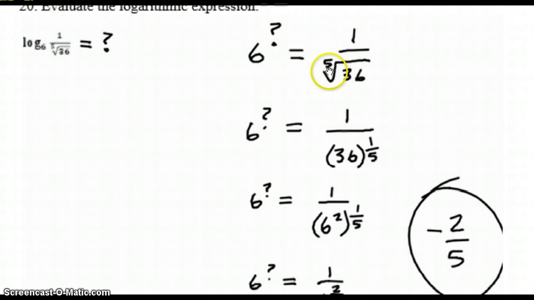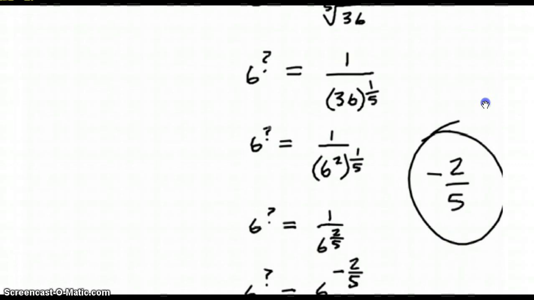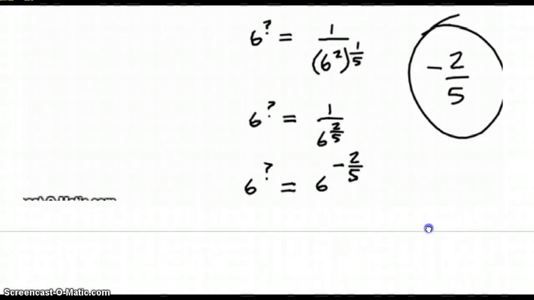So root 5 means fifth power, and then 36 can be written as 6 to the power 2, and then we're going somewhere over here. We have a power to a power, I multiply exponents, and then my 6 over here is in the numerator, so I want this base 6 in the numerator. So I cross the line, change the sign of the exponent, and that tells me what that logarithmic expression is equal to. It's negative 2 over 5.